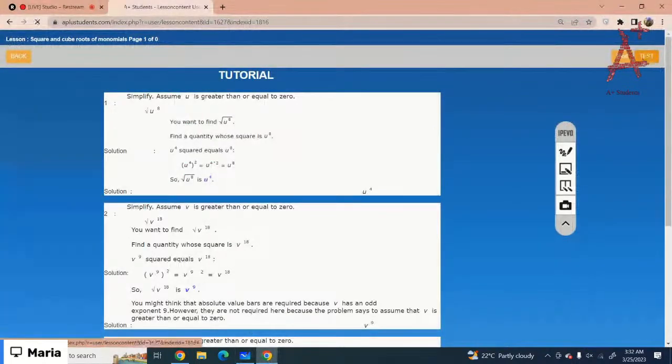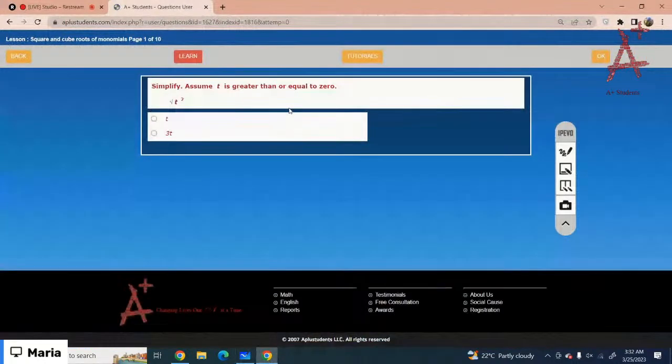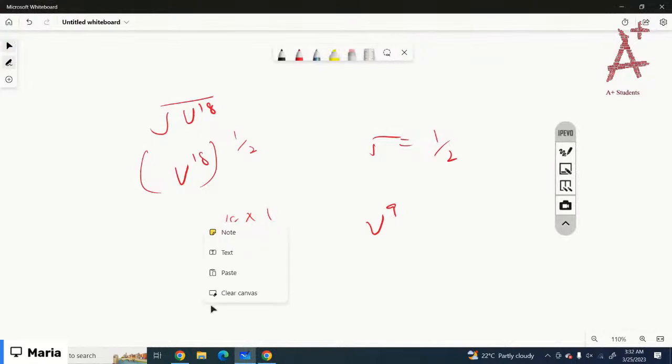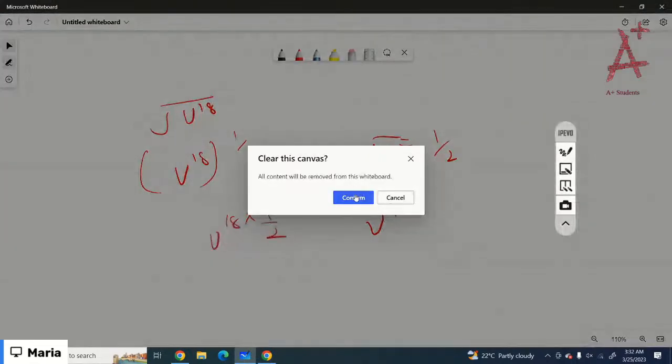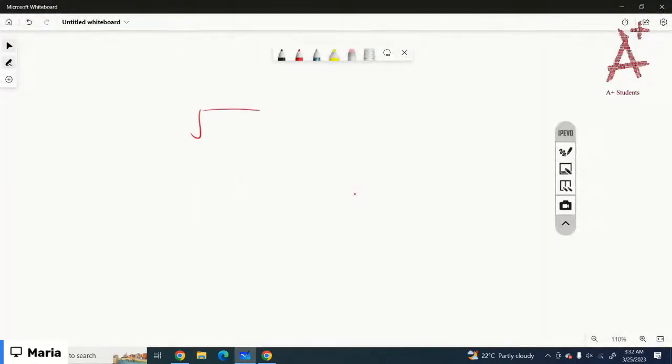Okay, let's just start with the test questions so that we can do the practice questions. Okay, the first one is square root t square. Got it. Just replace the square root with 1 over 2. So it will be then t square, 1 over 2. Got it.